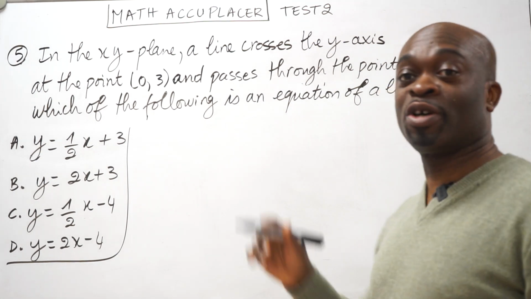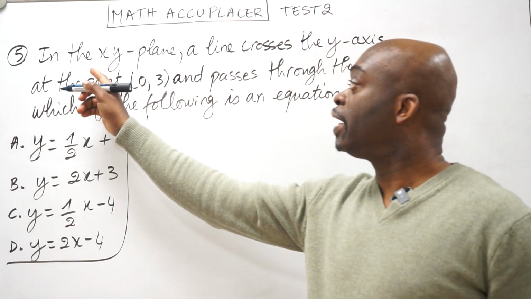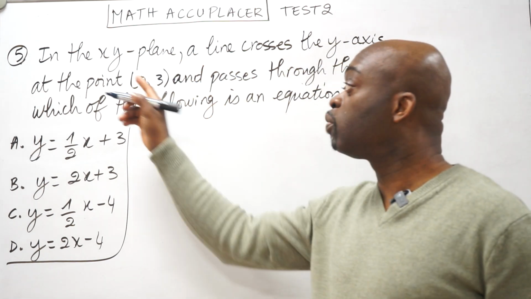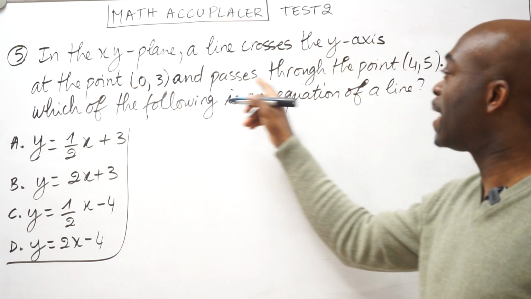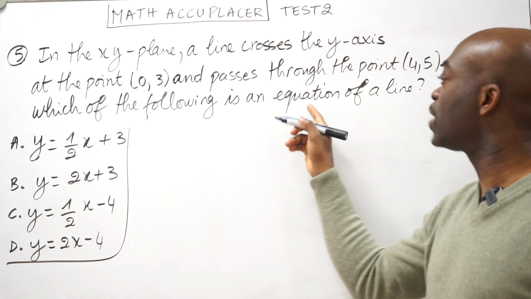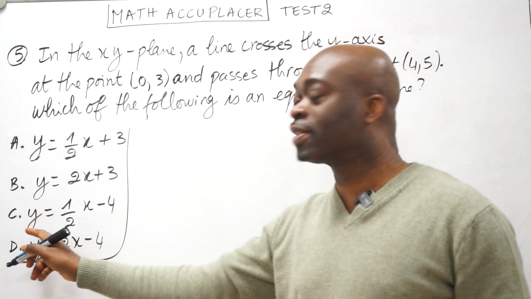Guys, we're talking about question number 5 here on the Accuplacer test number 2. In the XY plane, a line crosses the y-axis at the point (0, 3) and passes through the point (4, 5). Which of the following is an equation of the line? Okay? So these are the possible answers that we have.